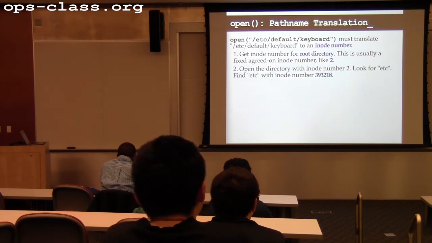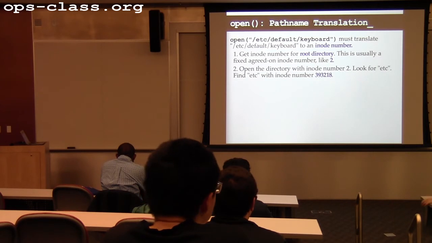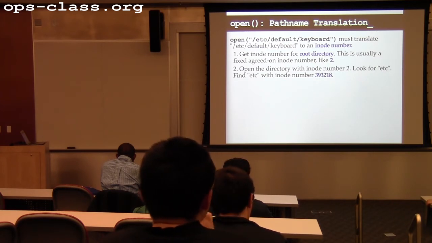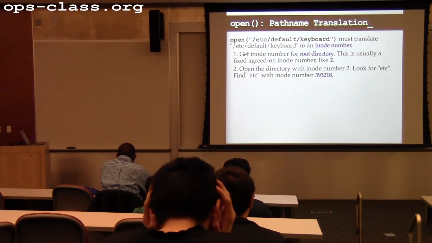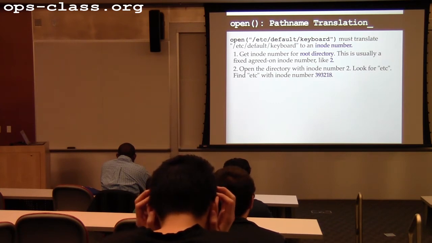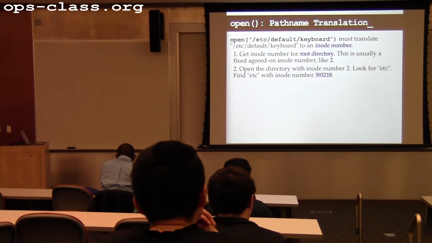Yeah, so I'm going to open the root directory, right? I'm going to tell the file system, give me the contents of the file with inode number 2. These are directories. This is just a file, right? Directories are just files. I'm going to open that up, and there's a data structure in there that maps these strings to other inode numbers. I'm going to use that to map etc to its inode number.